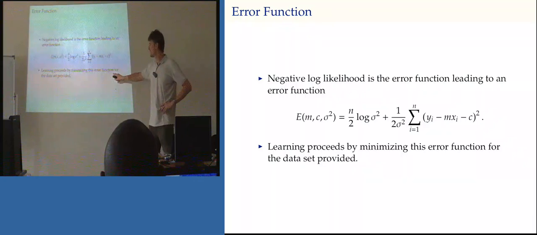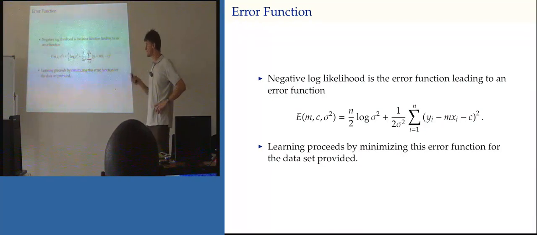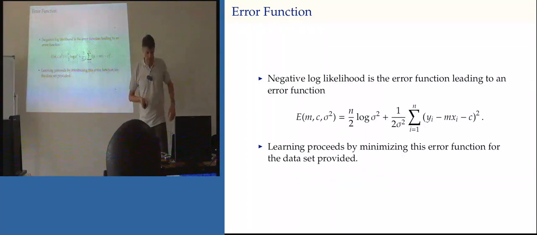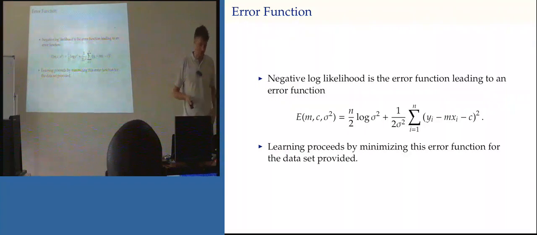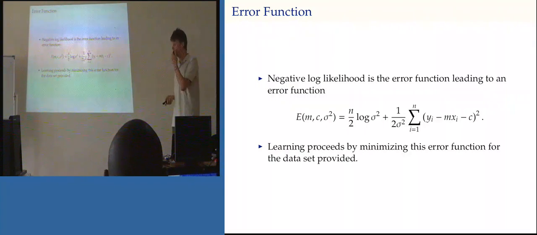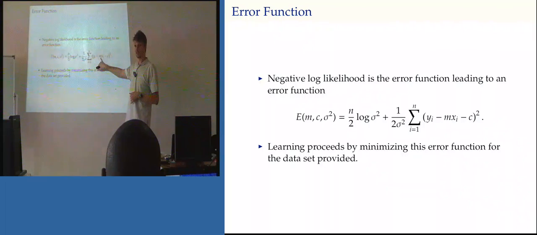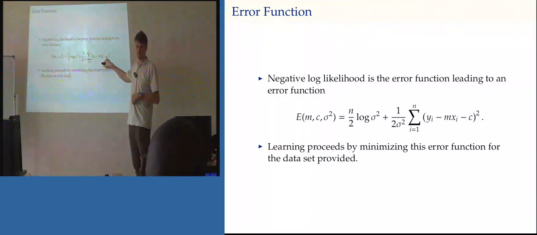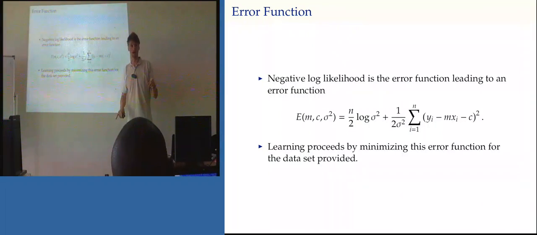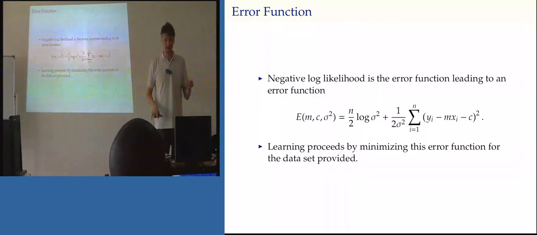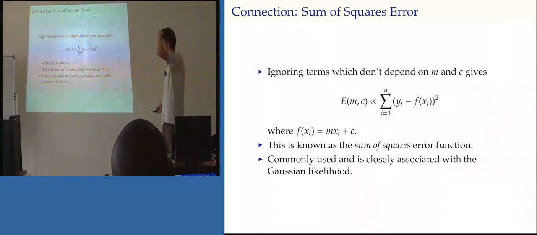So, learning proceeds by minimizing this error function for the data set provided. Now, I'm going to do an exercise in futility. This next little bit of exercise is designed to make you understand why linear algebra is vital. Because what we're going to do is minimize this cost function with respect to m and c, but we're going to do it without using linear algebra. So we're going to come up with a couple of equations for doing that.